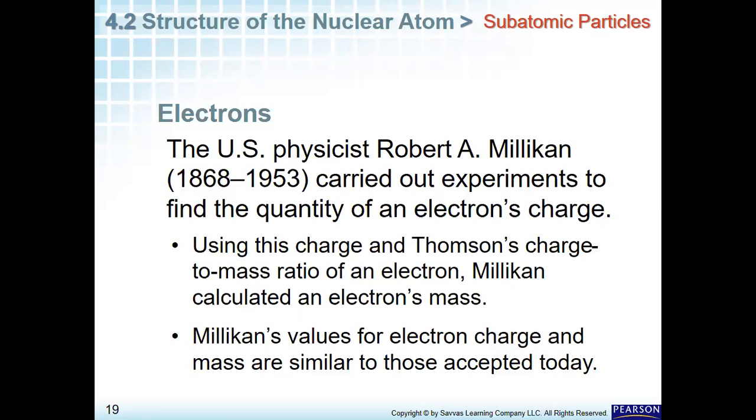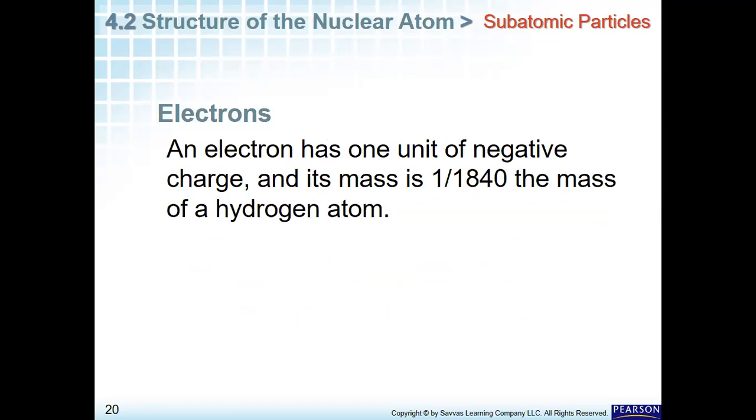Also, using this charge and the charge to mass ratio found by Thomson, he calculated the electron's mass, which gave a new value that is accepted up till today. So he said that the electron has 1 unit of negative charge, and its mass is 1 over 1,840 the mass of a hydrogen atom, the smallest atom in the periodic table. That shows that the electron's mass is very, very tiny.